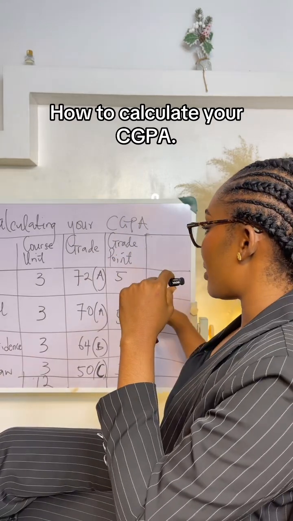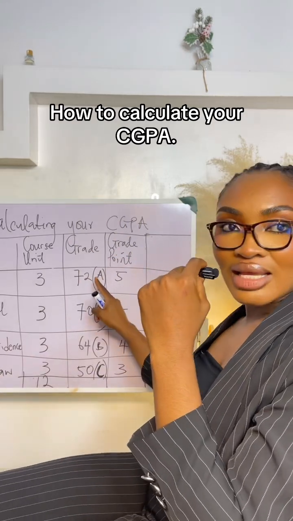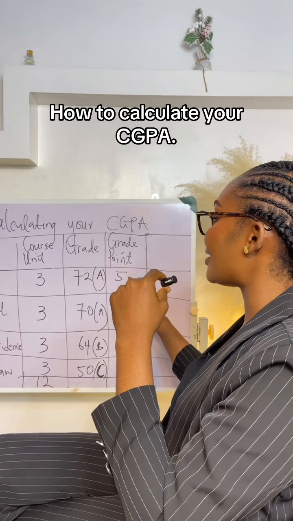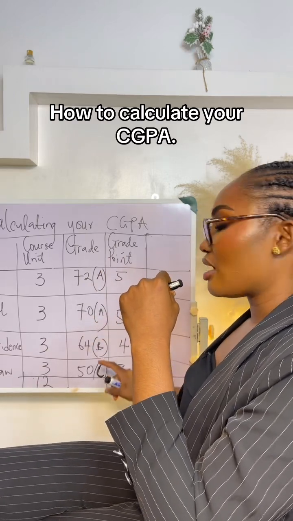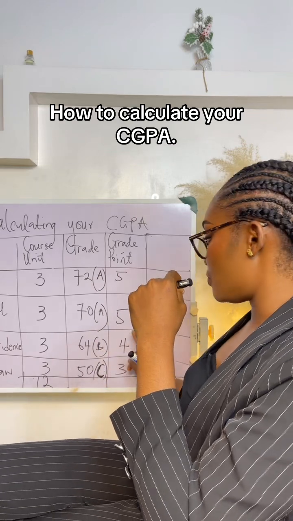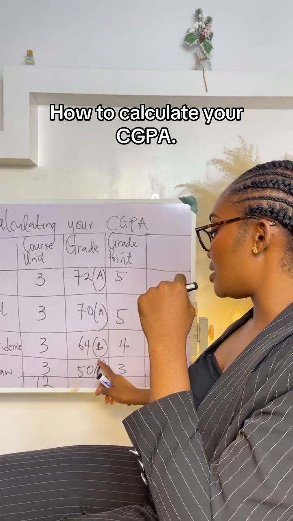In this our example, this person made an A and the grade point for an A is 5. The grade point for this A again is 5. The grade point for a B is 4. And the grade point for a C is 3.